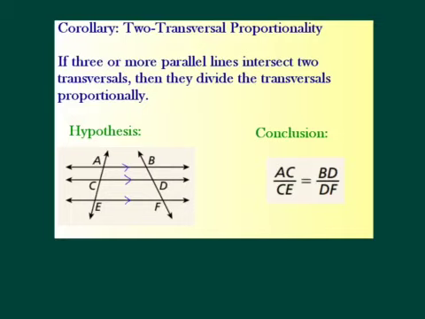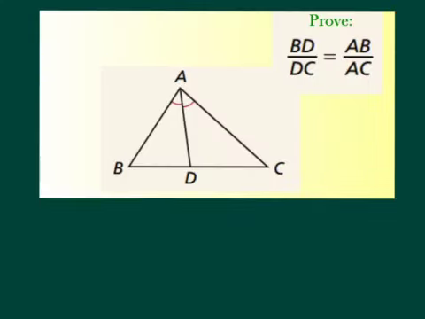What that says is, if three or more parallel lines intersect two transversals, then they divide the transversals proportionally. So we have our hypothesis here, which is exactly what we just looked at, and what we saw was that they do indeed divide the transversals proportionally. And look at one last thing. So we're given this figure, and it shows us that angle A is bisected by segment AD, and we want to prove that BD over DC is proportional to AB over AC.